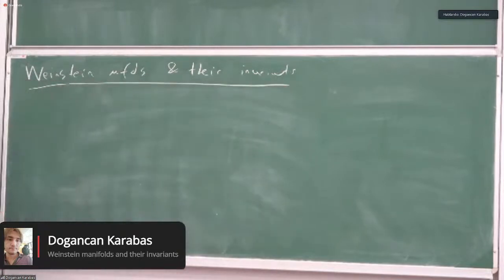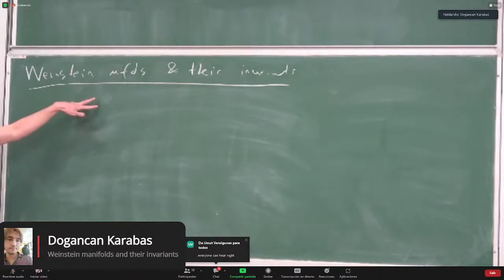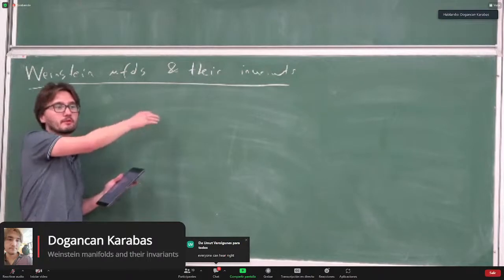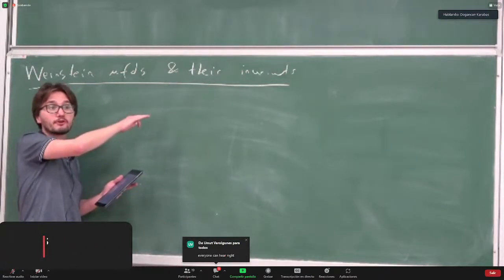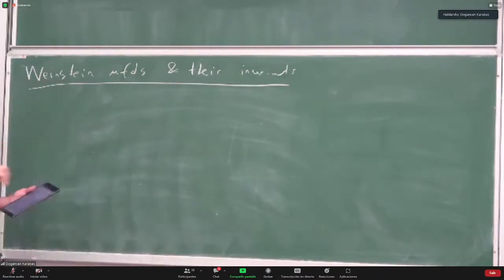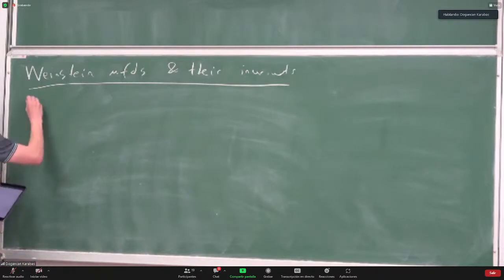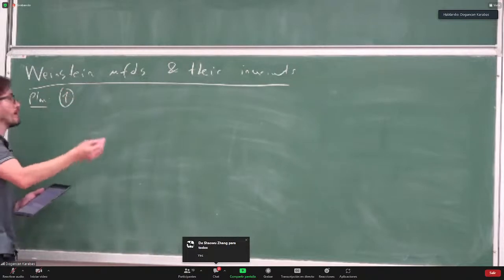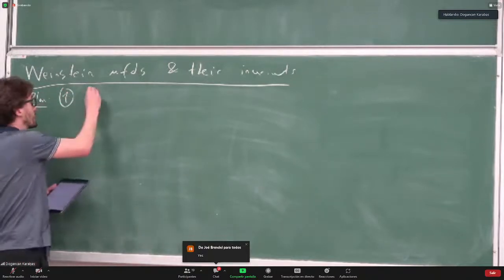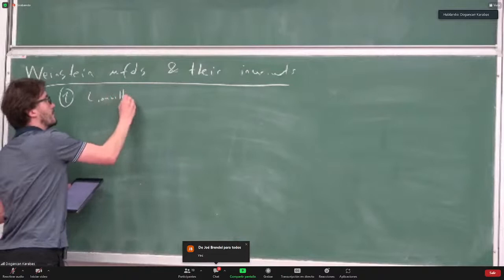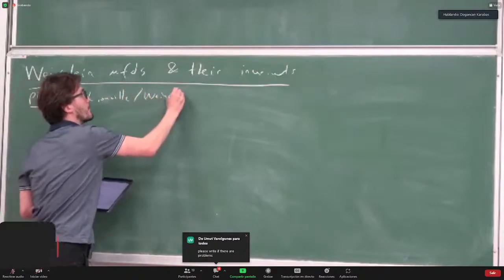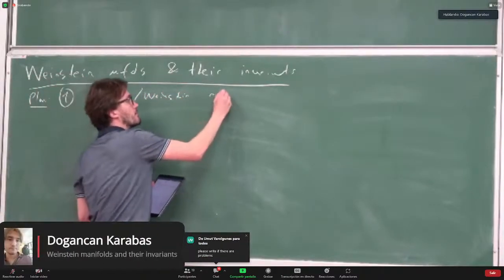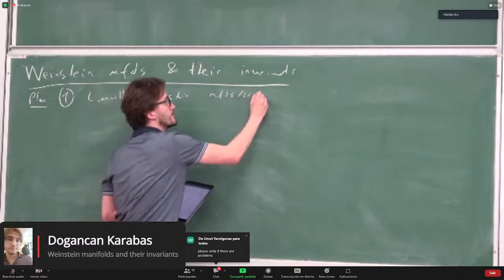Okay, so I will talk about Liouville and Weinstein manifolds and sectors and their invariance. Actually, there are many invariants of them, but I will mostly focus on the Fukaya category. So the plan is first to define and say some properties of Liouville and Weinstein manifolds and sectors.